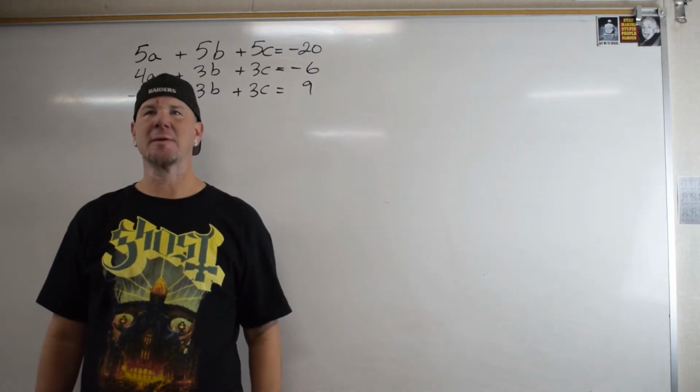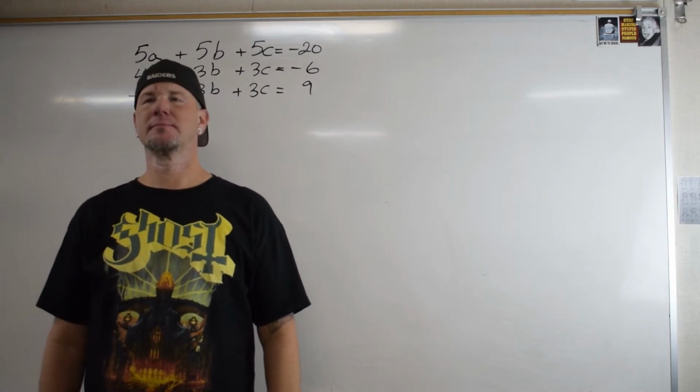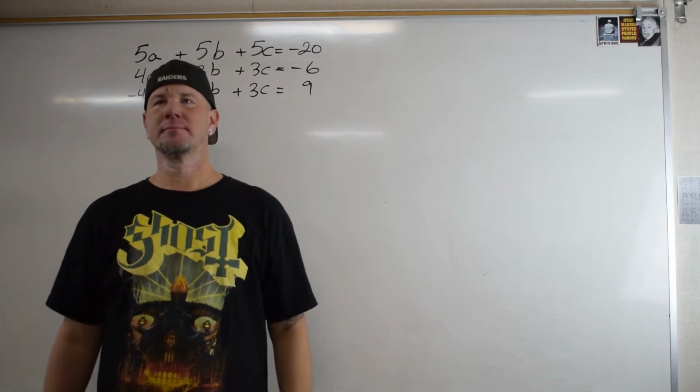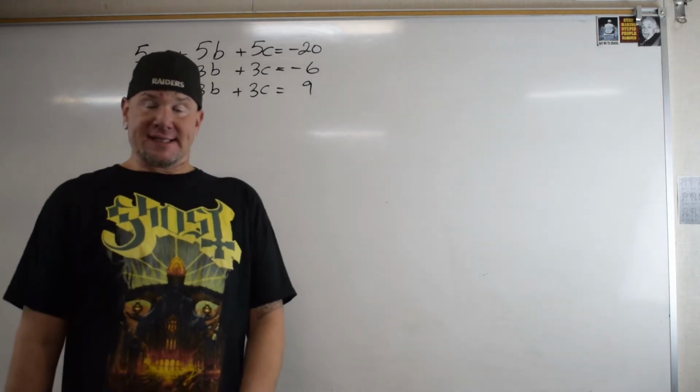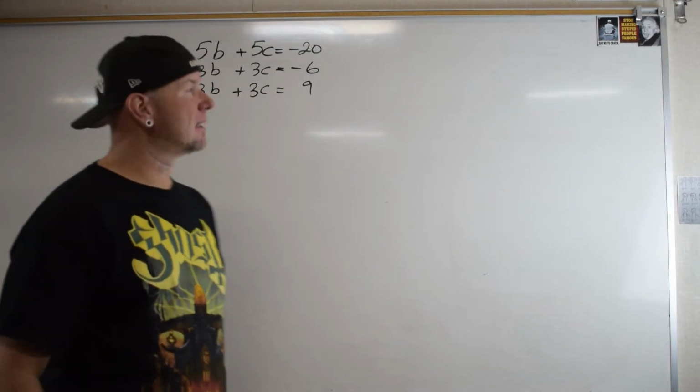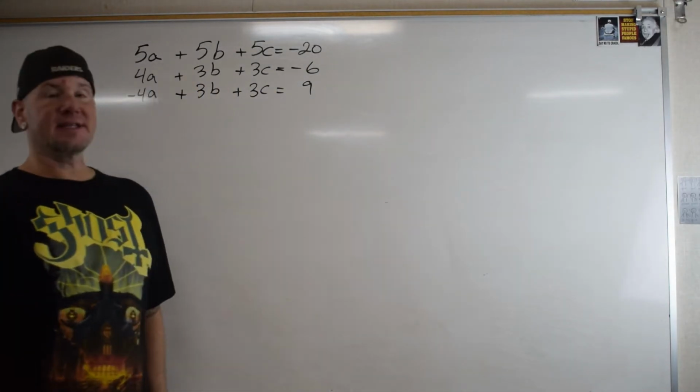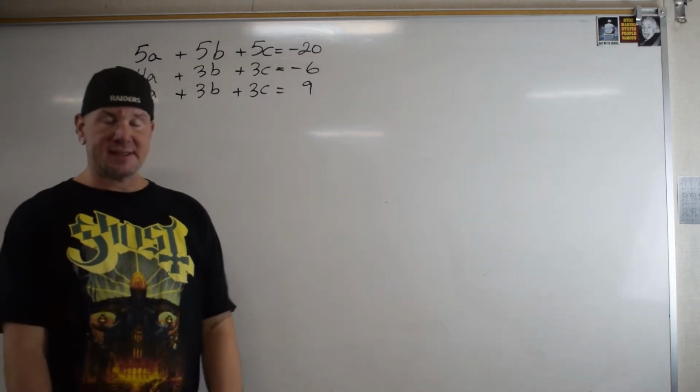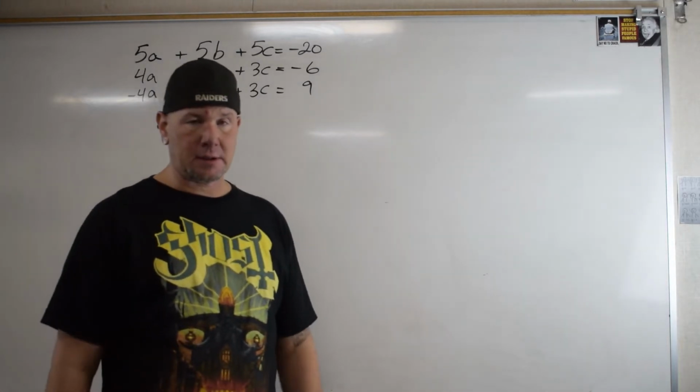All right, guys, last example we're going to look at. So these, instead of x, y, and z, we have a, b, and c. Doesn't really matter what the letters are. So again, I would start by numbering them. So I'm going to number them 1, 2, and 3.